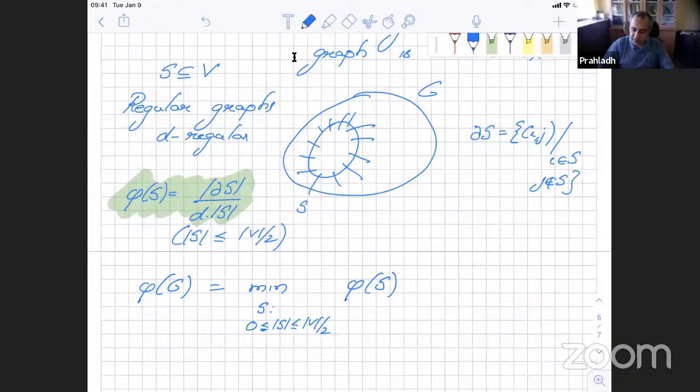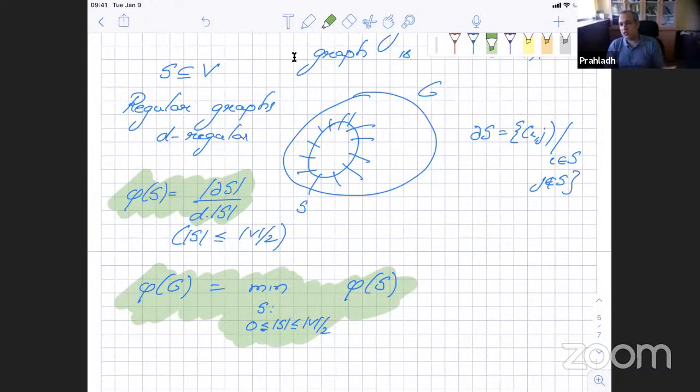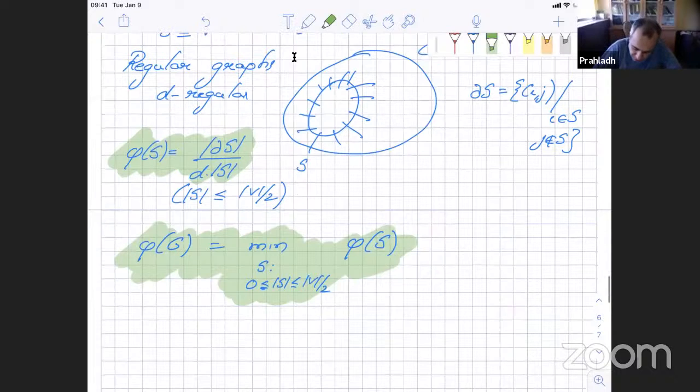It's the set which is least connected to its complement, for which most of its edges actually are going back into it. So in particular, if a graph is disconnected, phi of G will be 0. Phi of G is really defined 0. Now let's just extend this definition to irregular graphs.